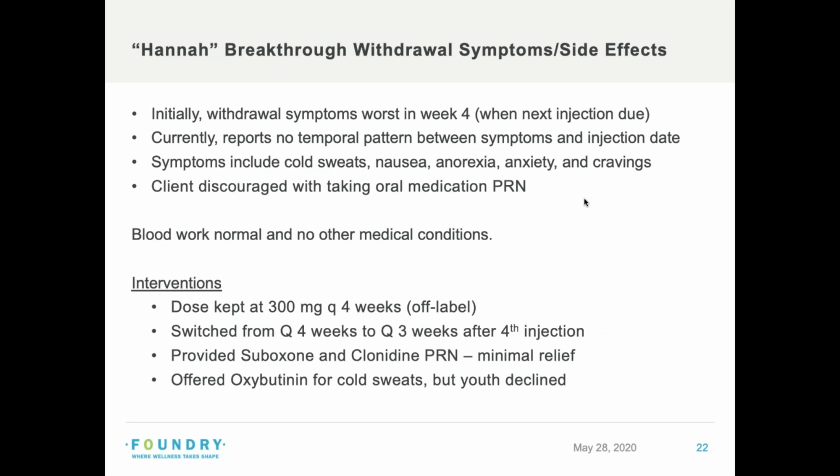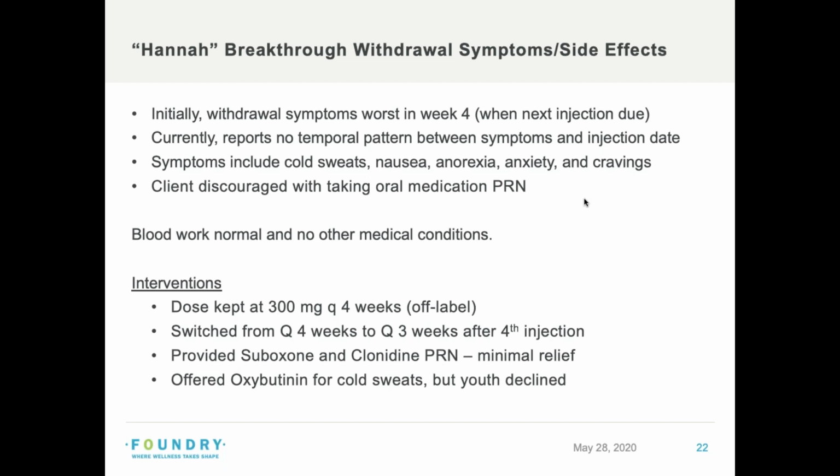So Hannah's major concern is that she's been experiencing what's either breakthrough withdrawal symptoms or side effects, basically the whole time. Initially the withdrawal symptoms were worse just when it was coming up on when the injection was due. So we were thinking maybe her opioid requirements weren't being met, which was one of the reasons why she wasn't stepped down to 100, which I'll come back to. And at this point, we just haven't been able to figure out any timing, any relationship between the time the injection was given and when she might be experiencing the withdrawal symptoms.